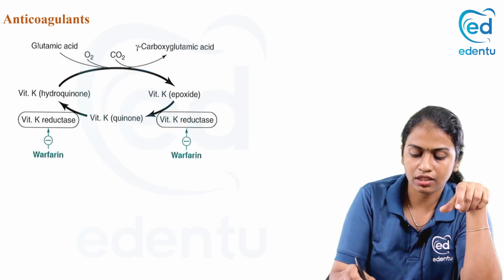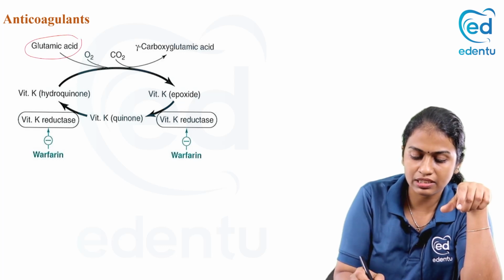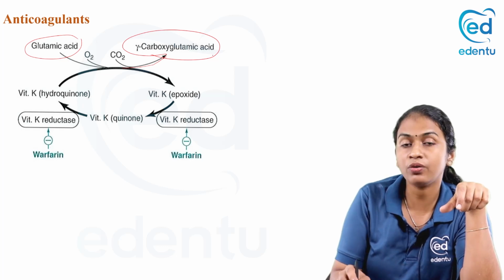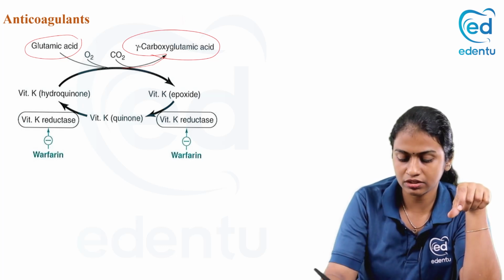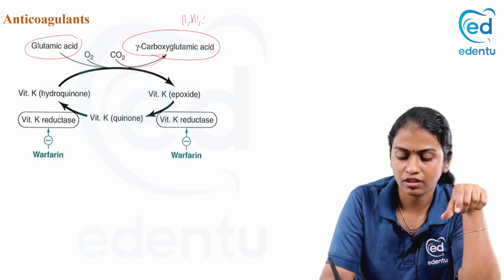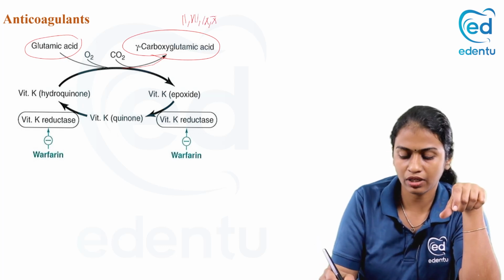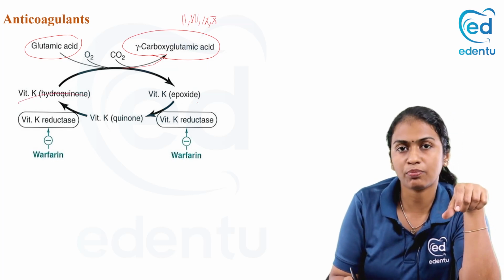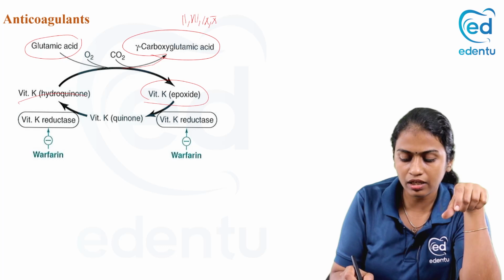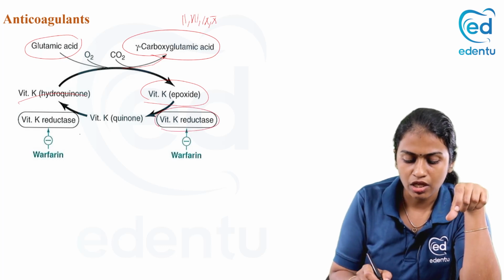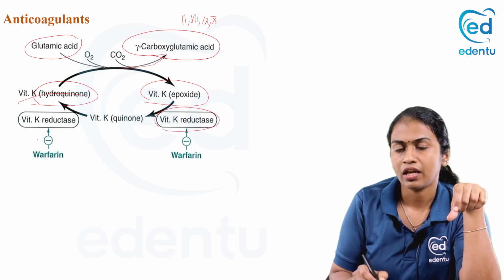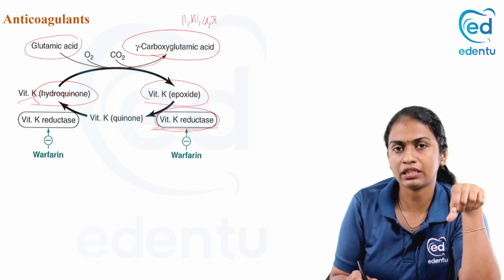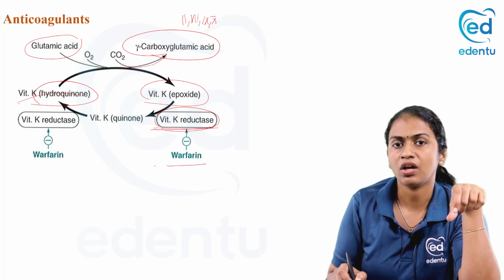So you can see here, there are clotting factors. Glutamic acid is getting converted into gamma carboxyglutamic acid. So this is required for activation of clotting factors 2, 7, 9 and 10. Okay. So you can see here at this step, hydroquinone is getting converted into epoxide. This epoxide is again acted upon by vitamin K reductase to regenerate hydroquinone. The regeneration of epoxide to hydroquinone requires the vitamin K reductase enzyme, which is inhibited by warfarin.